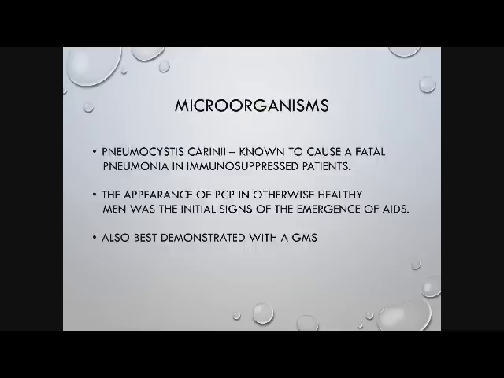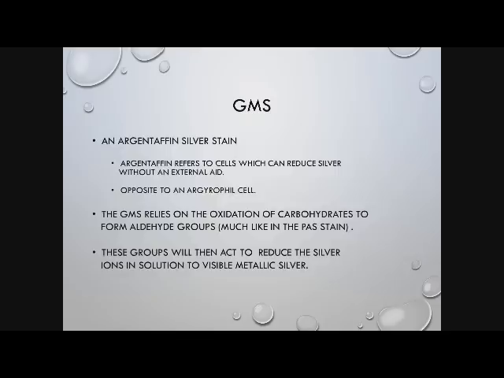So Pneumocystis is known to cause a fatal pneumonia in immunosuppressed patients. The appearance of it came about with the emergence of AIDS. It's also best demonstrated with the GMS. Okay, so different from reticulin and Warthin-Starry, the GMS is an argentaffin silver stain, which is the opposite of argyrophil. The argentaffin refers to cells which can reduce silver without any kind of external aid.